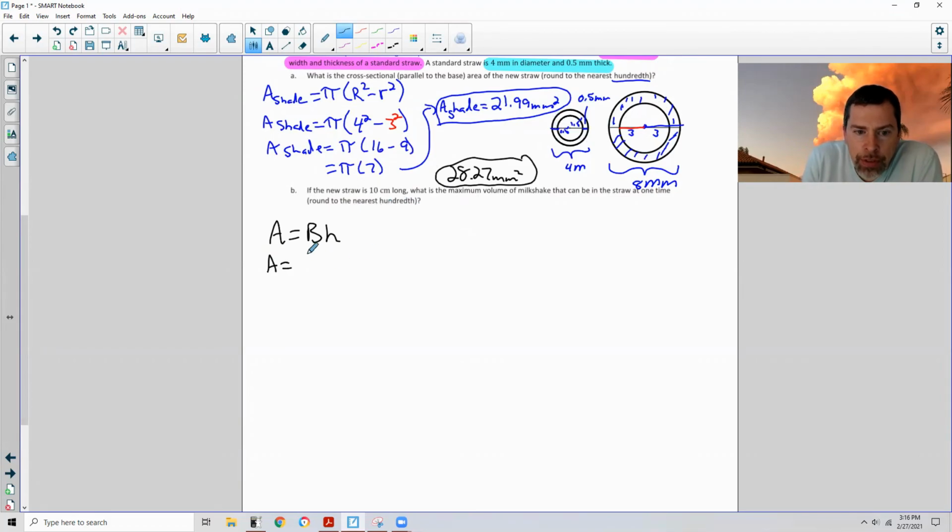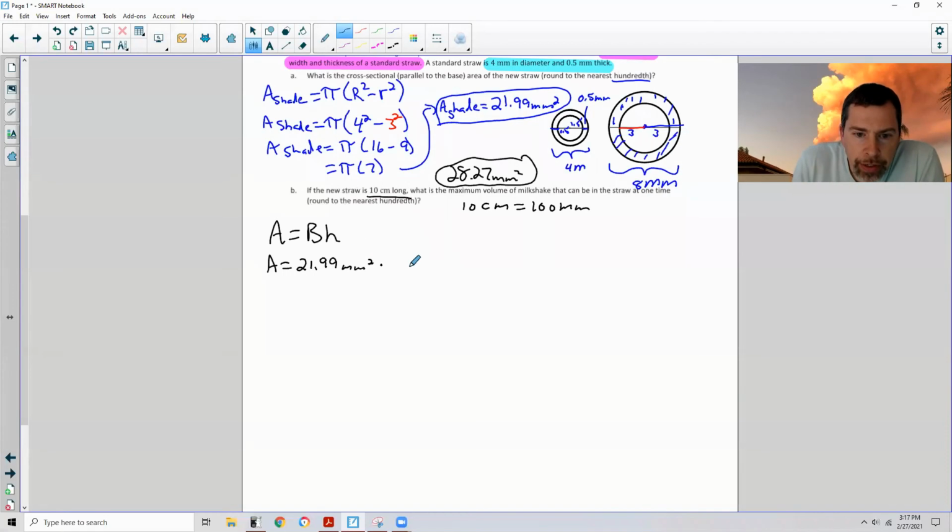So we found our base area. I will do both of these just in case you got this answer. So you get 21.99 millimeters squared times the height, which is 10 centimeters. This is in millimeters. I need to change 10 centimeters to millimeters, and that is 100 millimeters.